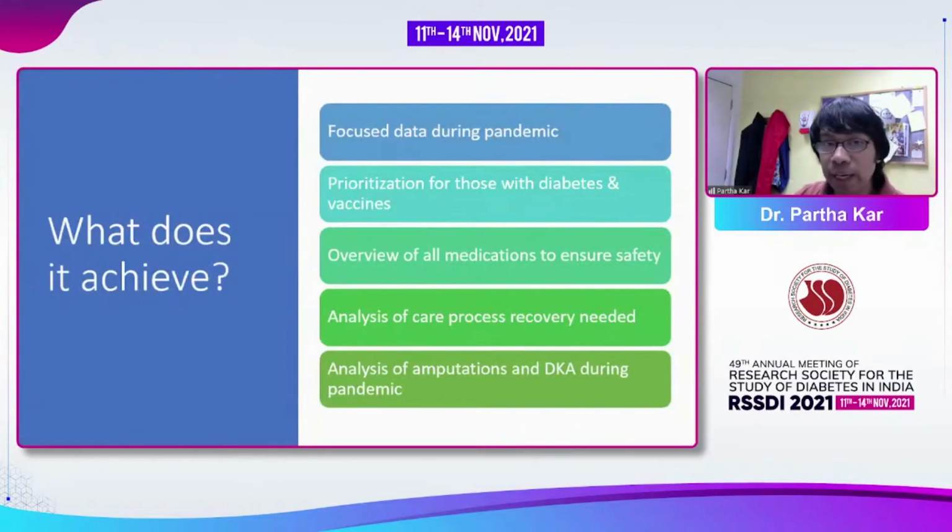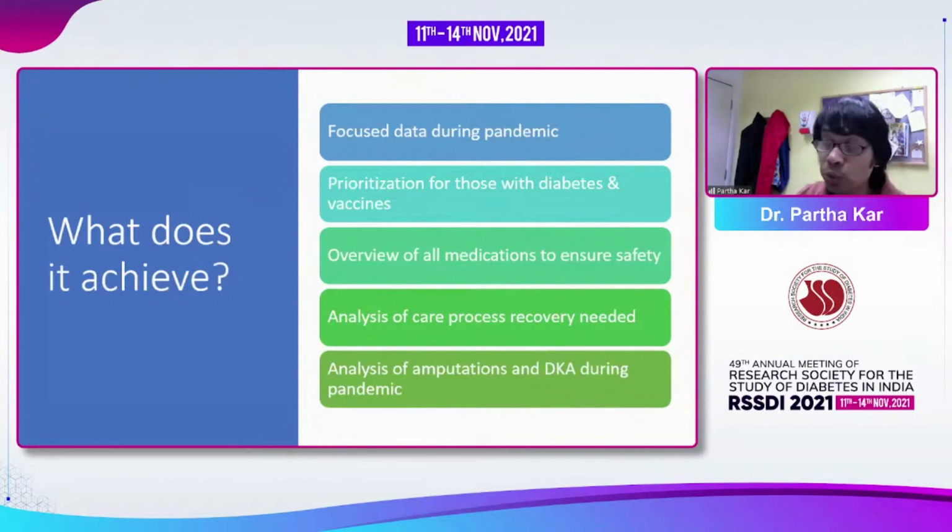So what does it achieve? It gives you focused data during the pandemic. We were one of the first countries where we said everybody with diabetes, based on your age, obviously, should get priority for the vaccine. Why? Because we produced national data sets during the pandemic to show that people with diabetes were dying more. So we straight away said, right, diabetes patients need to be prioritized for vaccines, and we managed to do that.